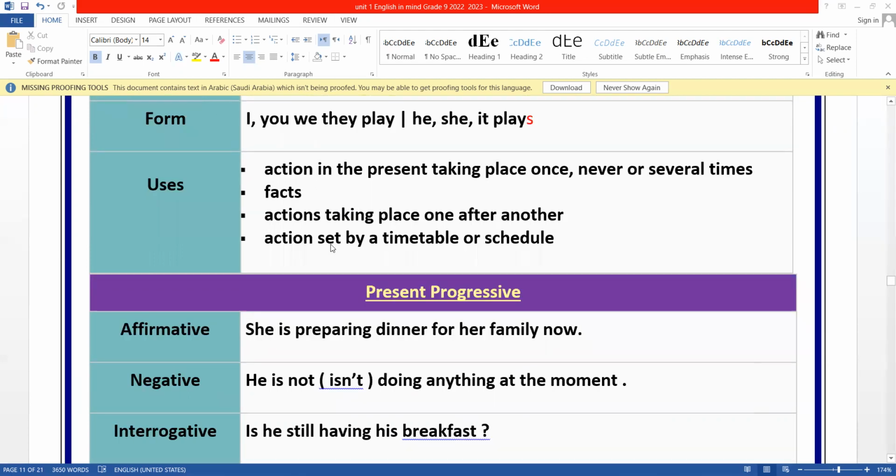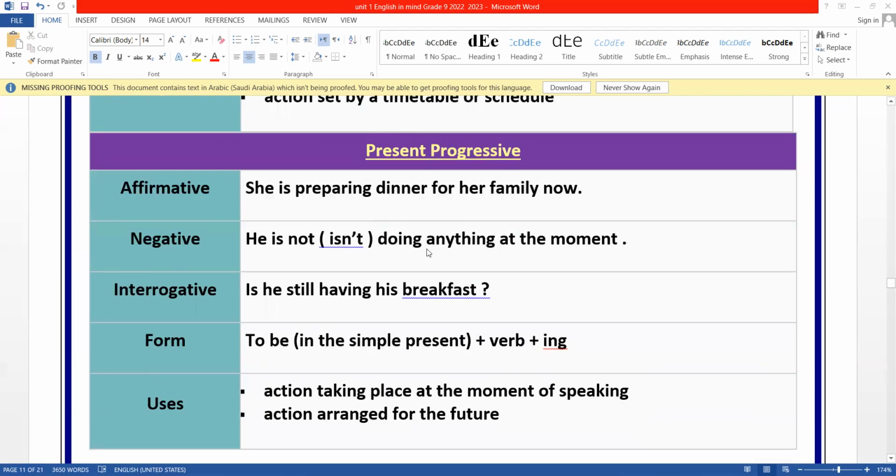We use the present simple for actions in the present taking place once, never, or several times. We also use it when we talk about facts, actions taking place one after another, or for actions set by a timetable or schedule.